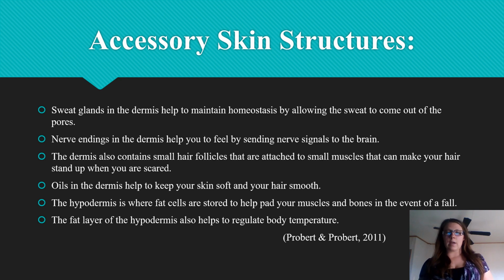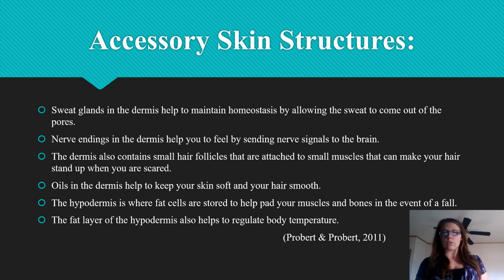Sweat glands in the dermis help to maintain homeostasis by allowing sweat and other toxins out of the body. This happens when sweat is secreted out of the pores, and the pores are located in the epidermis. Nerve endings in the dermis help us to feel touch, pressure, and pain by sending nerve signals to the brain. Hair follicles begin in the hypodermis and extend upwards and outwards to the epidermis.